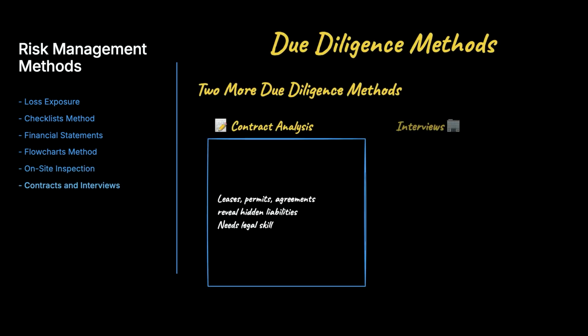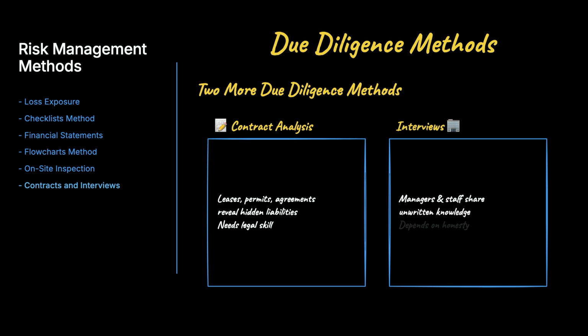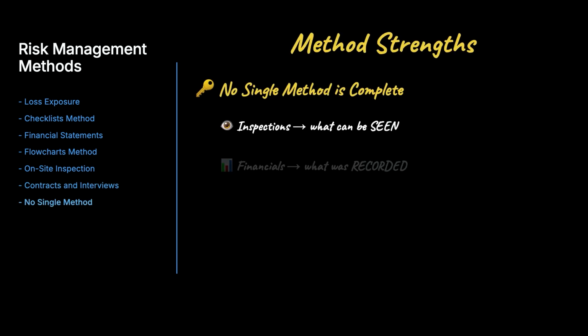Contract and document analysis reviews leases, permits, and agreements to find liabilities a company has quietly assumed by signing, though it needs legal skill to interpret. Interviews with managers and frontline employees surface knowledge that never appears in documents, though quality depends on how informed and honest each person is. Here is the key exam insight.